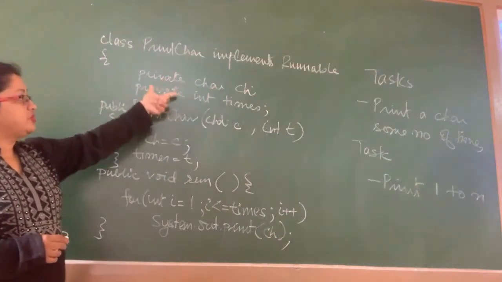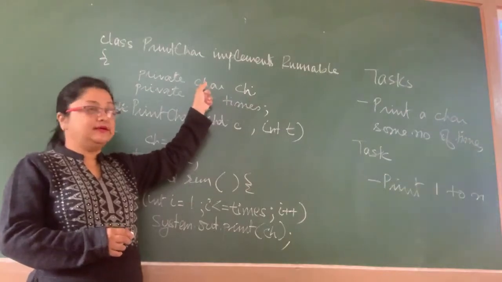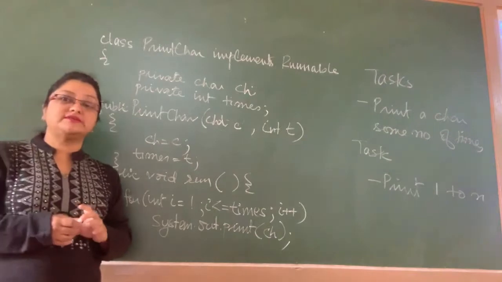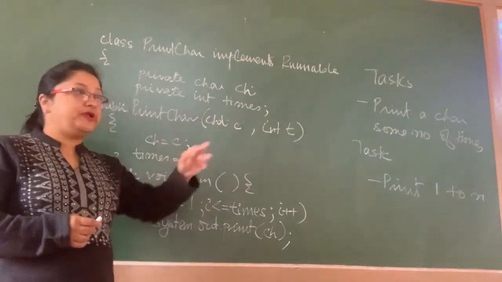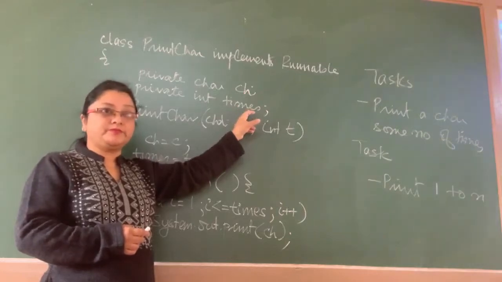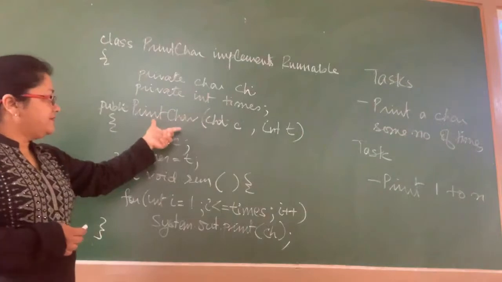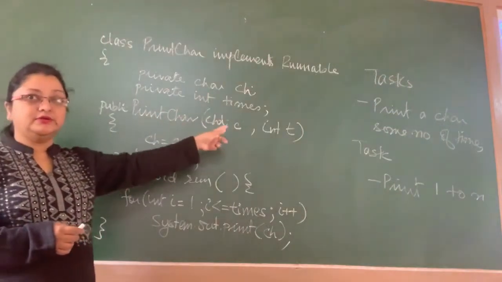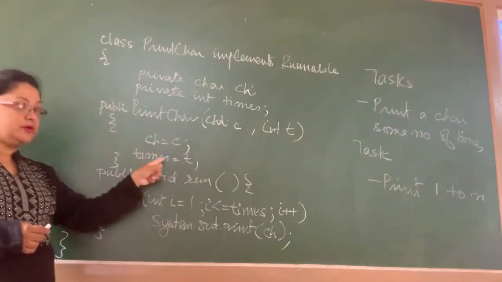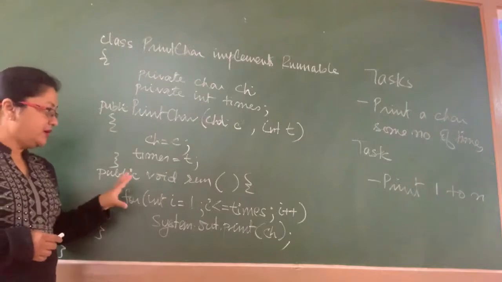Here this class has two private data members: ch, which is a character, and times, which is an integer. What we want to do in this class is print whatever character we give here this many times. So, two private data members. We have this constructor, character c and int t, which we assign to the private data members. So this is the constructor.